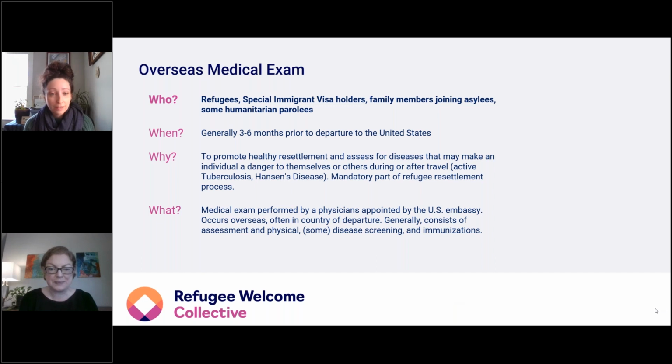Just a quick mention about this because many of you likely are currently working with humanitarian parolees from Ukraine. Because of the nature in which a lot of humanitarian parolees end up coming to the US, with these very intense humanitarian situations, they may not have undergone an overseas medical exam. And that's okay, that's understood as part of their immigration process. So we don't necessarily take it for granted that all humanitarian parolees have undergone this exam.